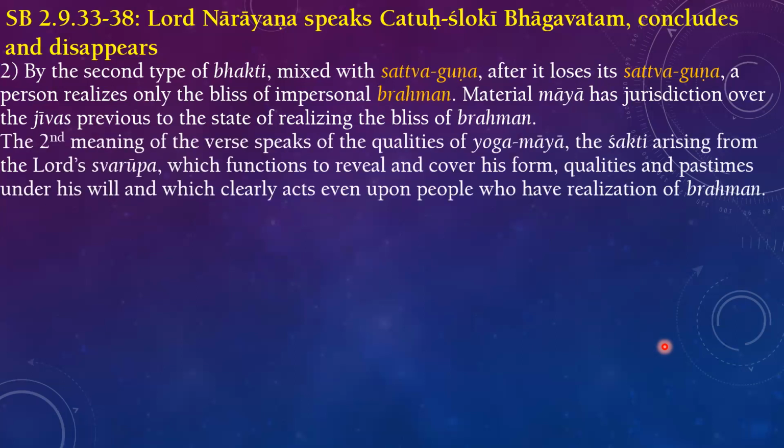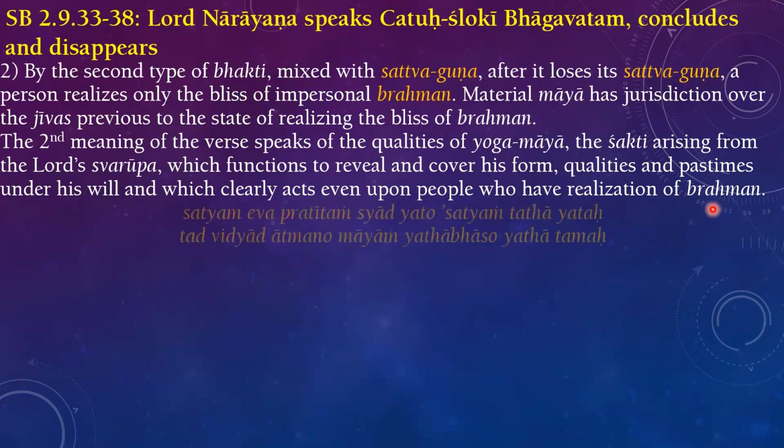The second meaning of the verse speaks of the qualities of Yogamaya, the Shakti arising from the Lord's Swarupa, which functions to reveal and cover his form, qualities and pastimes under his will, and which clearly acts even upon people who have realization of Brahman. Even for the perfect Jnanis and Yogis who have the realization of Brahman, Yogamaya functions. So then, the same verse can be read like this.